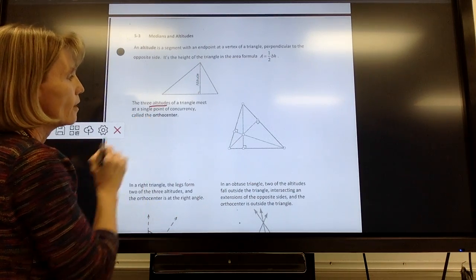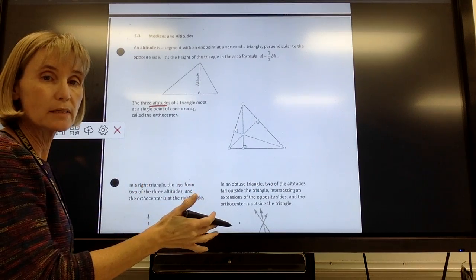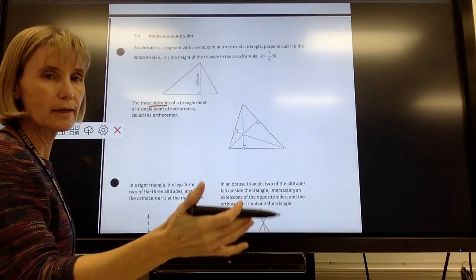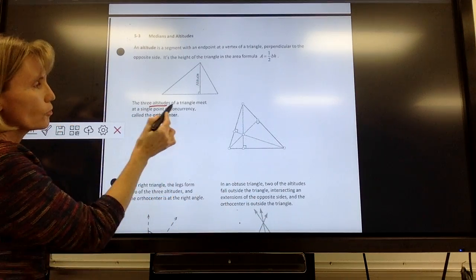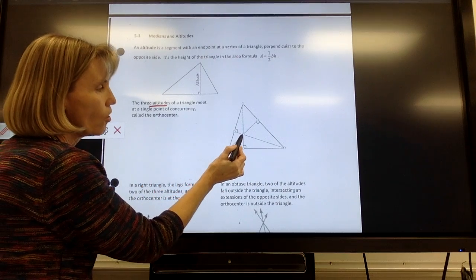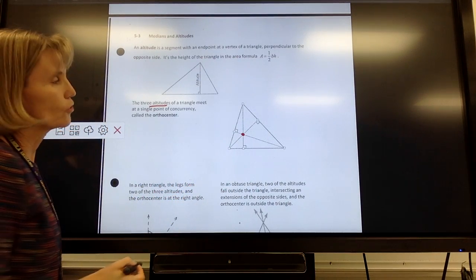It says the three altitudes of a triangle meet, again, just like the perpendicular bisectors met at the circumcenter and the angle bisectors met at the incenter. The three altitudes of a triangle meet at a single point of concurrency. This is called the orthocenter. That's where the three altitudes are going to meet.